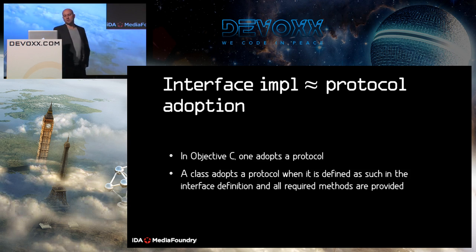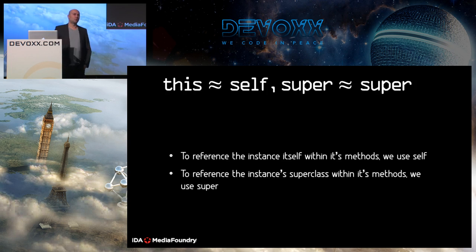The interface implementation is a protocol adoption, as I said, and a class adopts a protocol when it defines the fact that it adopts the protocol and that it implements all the required methods. So this is a lot of theory for now, but this will become clear in the further presentation. What we know as this in Java becomes self. It's just another word, but it does exactly the same thing. It gives you a reference to your own object. So this is self, and super stays super. So that's something we don't need to learn. Just remember, this is self.